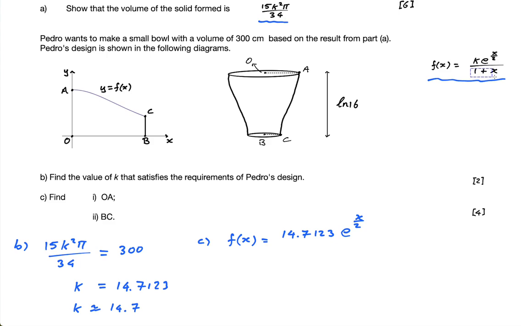Where did this come from? It is this over 1 plus e to the x. And it says find OA. Well, this is our function, so OA is just the value of the function, because that distance is basically the y coordinate of A. So all I need to do is find f of 0. That's my answer. f of 0 equals OA.